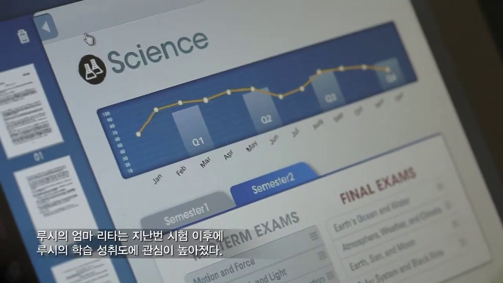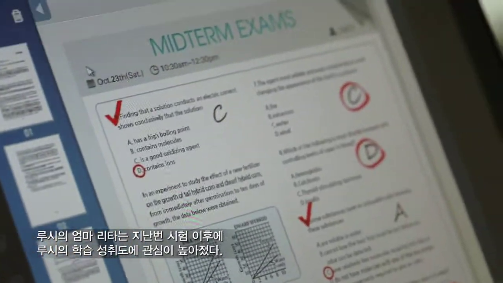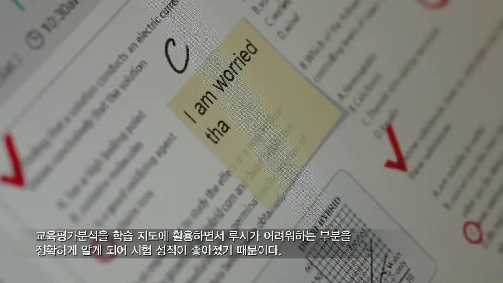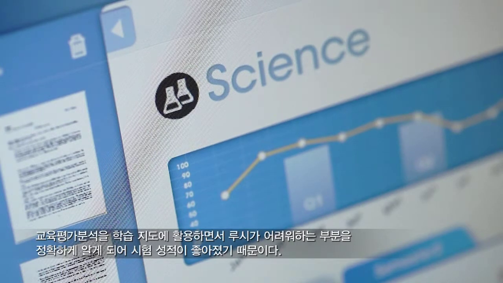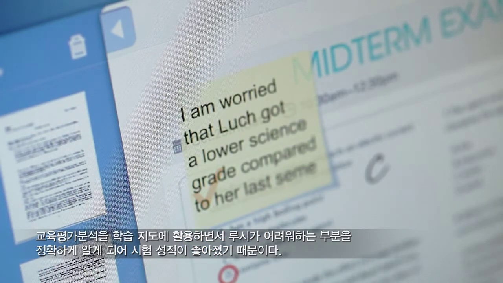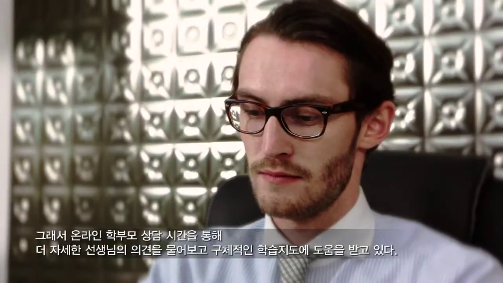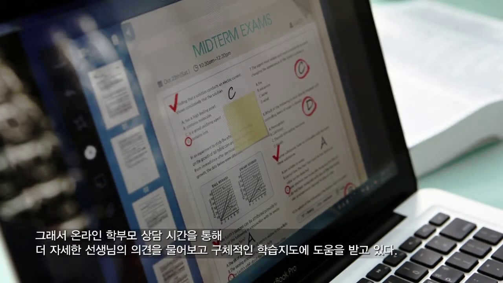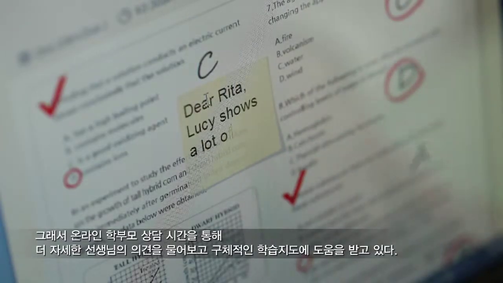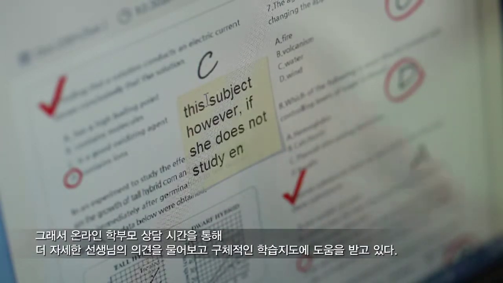Rita has been paying more attention to Lucy's academic achievement since the last exam. Lucy was able to improve her grades when Rita found out exactly what part Lucy was struggling with through education assessment analysis data and used that information to help Lucy. Ever since then, she has been asking more specific questions to Lucy's teachers through online parent-teacher counseling sessions and getting help on detailed ways of helping Lucy study better.